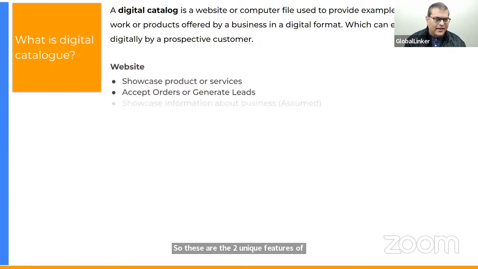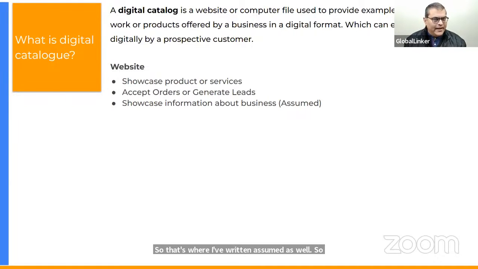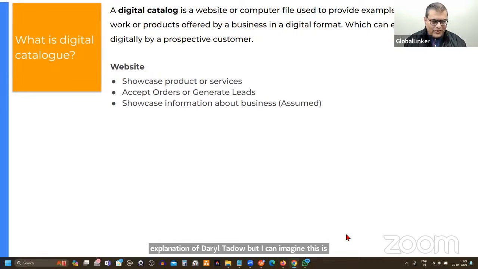The third one is assumed. It will certainly have it, that is, showcasing information about the business. So that's why I've written assumed as well. So this is the explanation of a digital catalog, but I can imagine this is not very clear. If I was in your position, this would not be very, very clear.